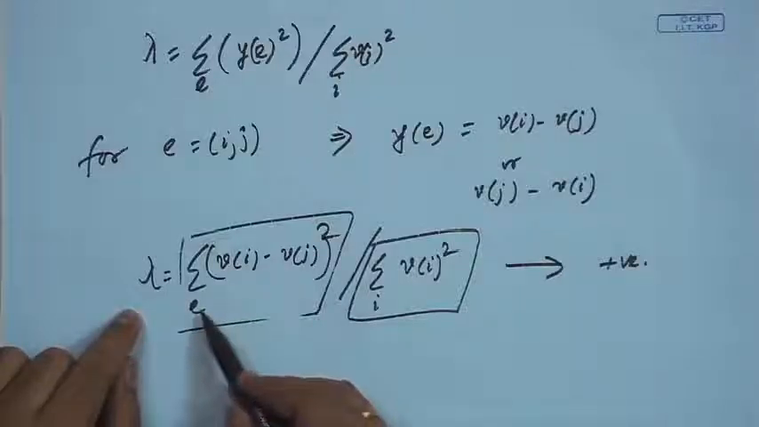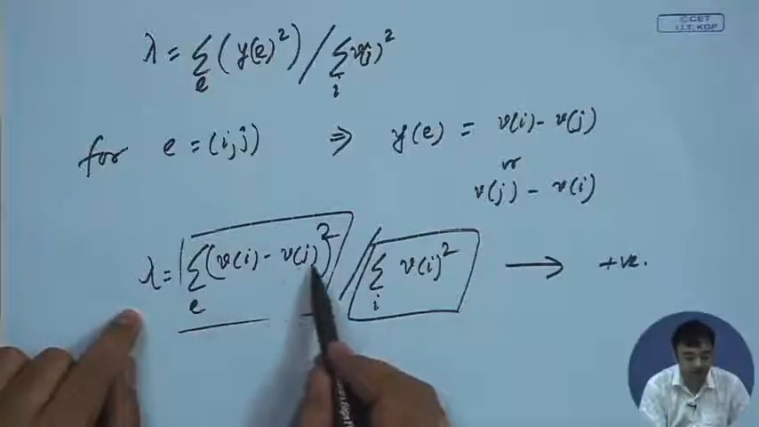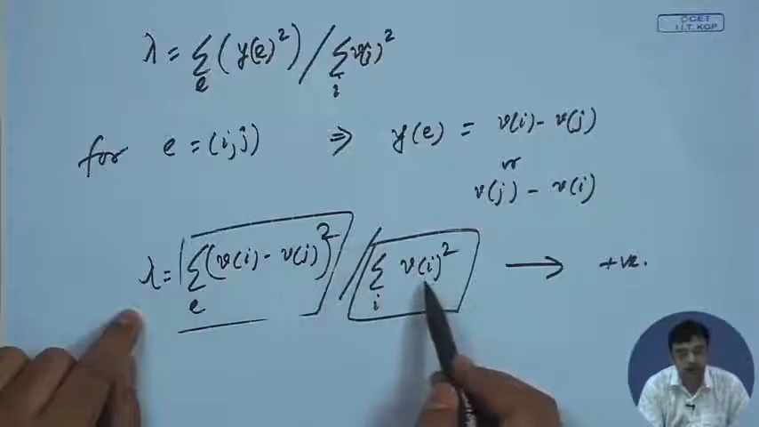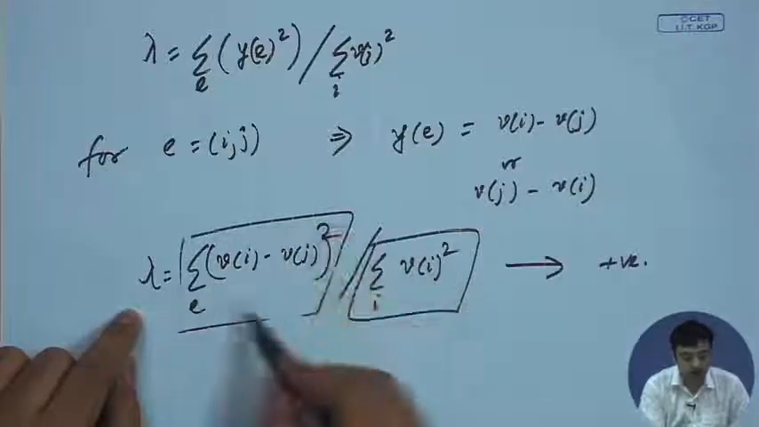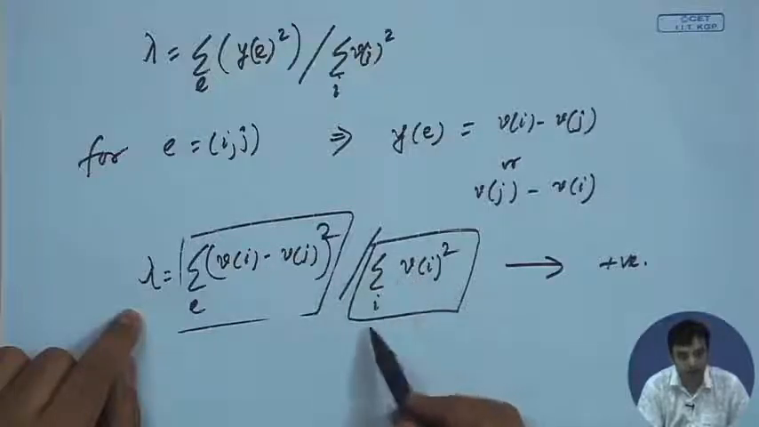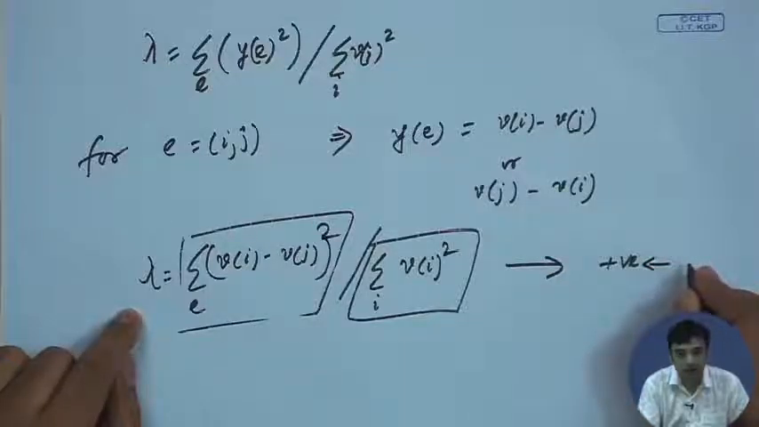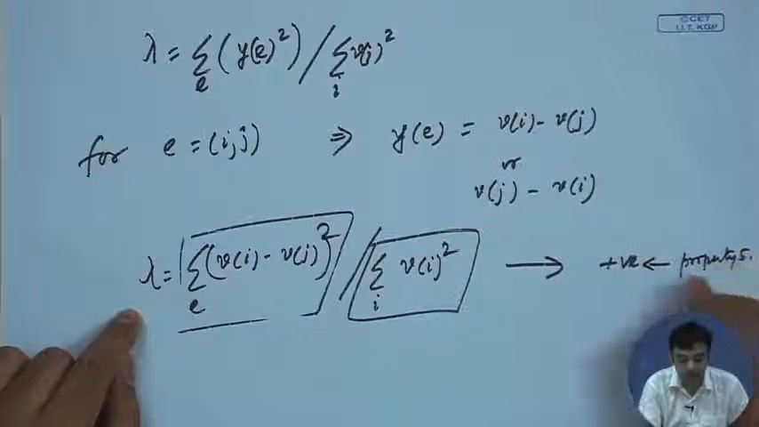So, we have seen that lambda comes to an expression which is sum over all the edges (Vi minus Vj) whole square, where Vi and Vj are the entries in the eigenvector, divided by sum of Vi whole square. So, this is a sum of squares divided by another sum of squares, which we have seen is positive, and therefore we have proved till property 5. So, we have shown that lambda boils down to an expression which is non-negative. Now we have to look into this specific property 6, which is a very important property.